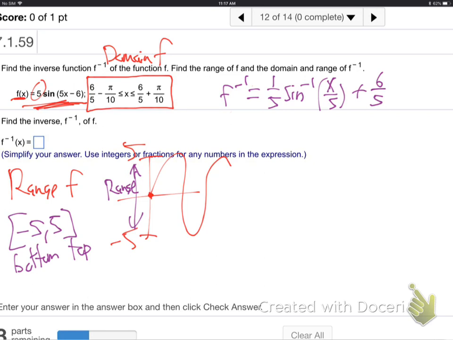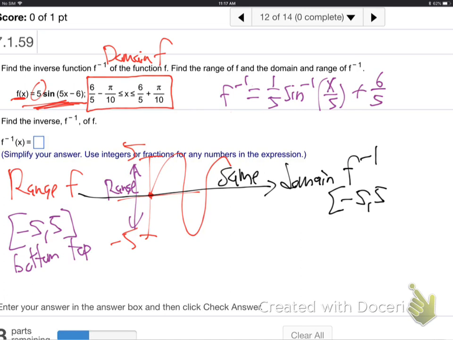And if that's the range of f, what is that also? Domain of the inverse, huh? So bring that on over. That's the range of f, which is the same as the domain of f inverse. So the domain of f inverse is the same exact thing. We got that. So then finally, the last thing they want from us, they're asking for the range of f, we got that, and they want the domain and the range of f inverse.